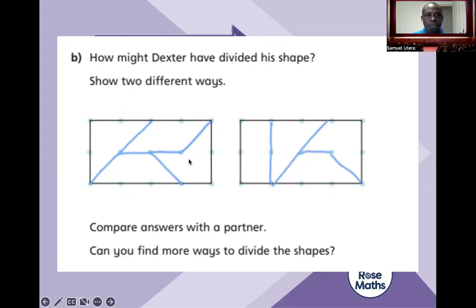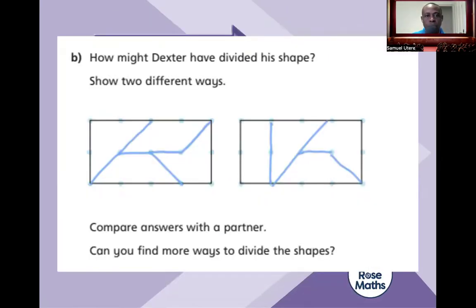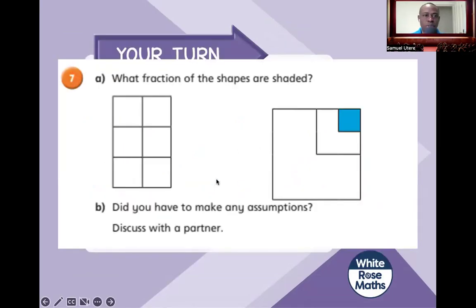And then here, there are different ways of doing this that you can use to answer the question, which is to get quarters. And question 7: pause the video and answer question 7 in 2 minutes.